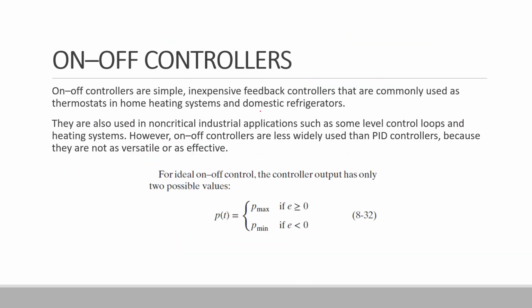Then the last kind of controller is the on-off controller. In all the earlier cases, we saw that the control action depends on one or another form of error, that is, on the magnitude of error. Whereas in case of an on-off controller, it won't depend on the amount of error. It will just depend on whether the error is in the positive direction or the negative direction. Basically, on-off controllers are simple, inexpensive feedback controllers that are commonly used as thermostats in home heating systems or refrigerators.